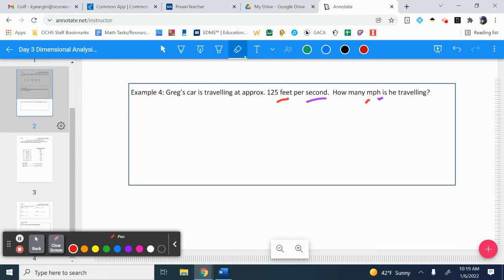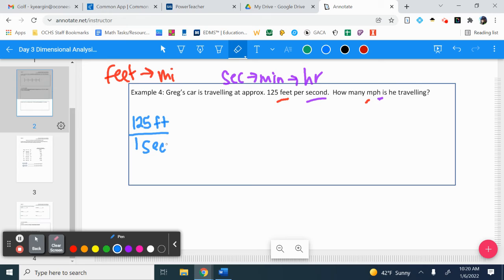So as we set up our roadmap, again, we start at feet. We're fortunate we do know how many feet are in a mile, so we can make that straight conversion. And then when we look at our seconds to hours, unfortunately, we can't go straight from seconds into hours, so seconds must turn into minutes, which then turns into an hour. So we set up the problem of what's given, 125 feet per, so divided by 1 second.